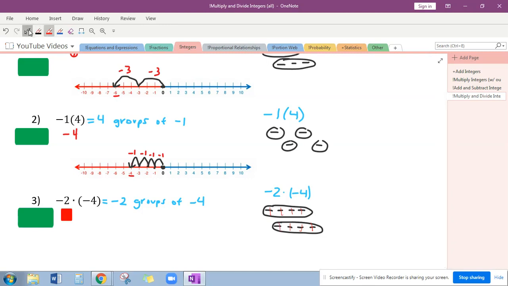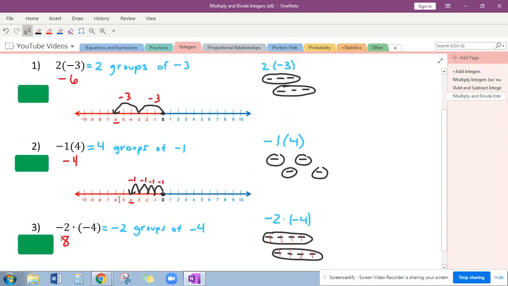And if that doesn't 100% make sense, you can look up more explanations online, or maybe just trust me on this one. A negative times a negative is a positive, because you're kind of taking the opposite of what we did in number 2 or number 1.